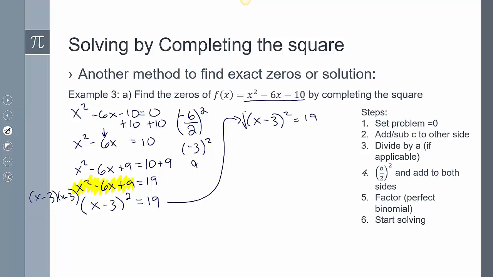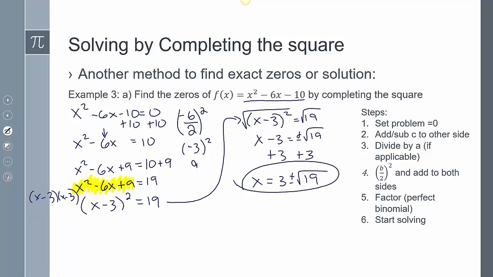Now I can take the square root of both sides, and so I get x minus 3 equals plus or minus the square root of 19. Add the 3 to both sides, and so I get x equals 3 plus or minus root 19. Now for my math lab, even though this is an acceptable answer, you might have to break it into x equals 3 plus root 19 and 3 minus root 19. So just be careful of that.